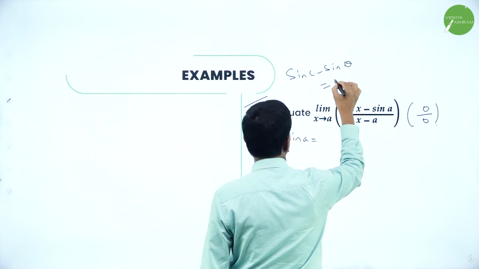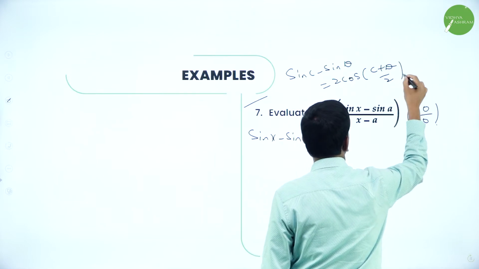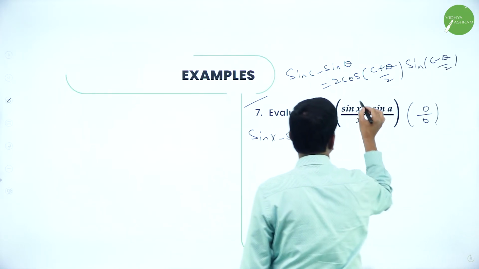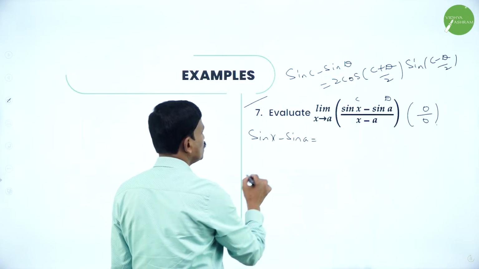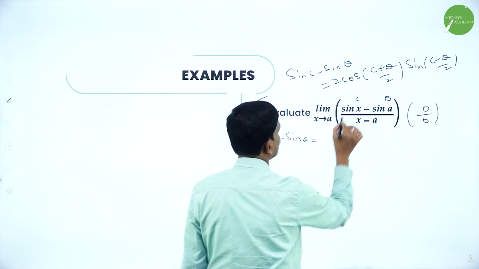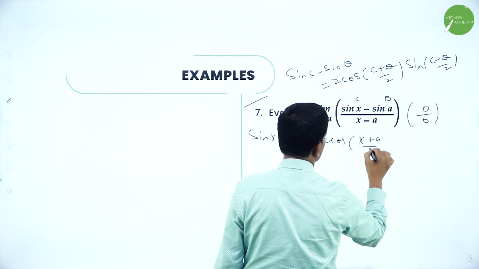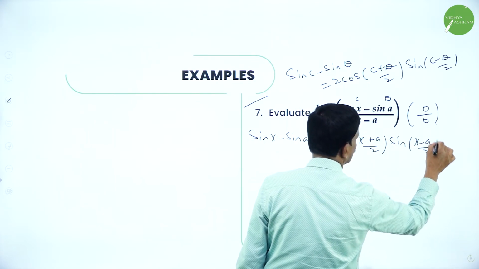Sin c minus sin d is equal to 2 cos of (c plus d) by 2 into sin of (c minus d) by 2. What is here? C is equal to x and d is equal to a. So this can be written as sin x minus sin a is equal to 2 cos of (x plus a) by 2 into sin of (x minus a) divided by 2.